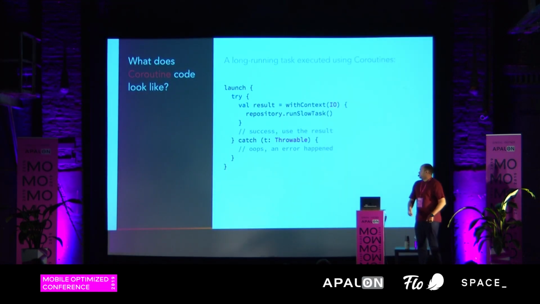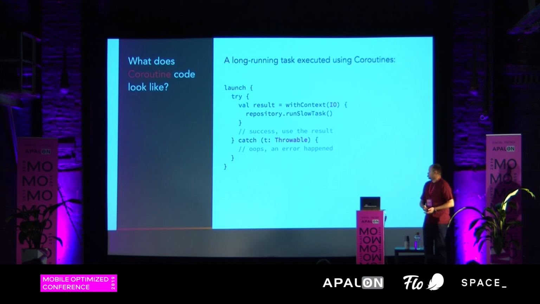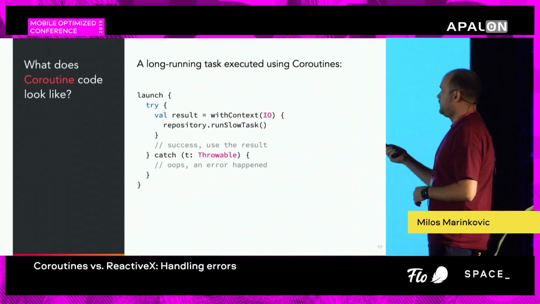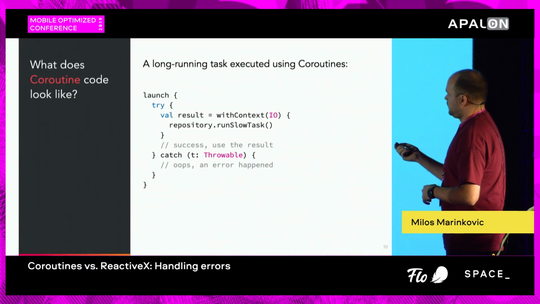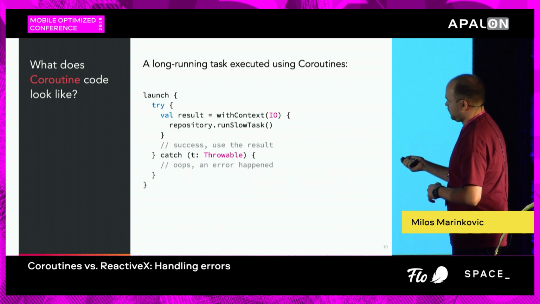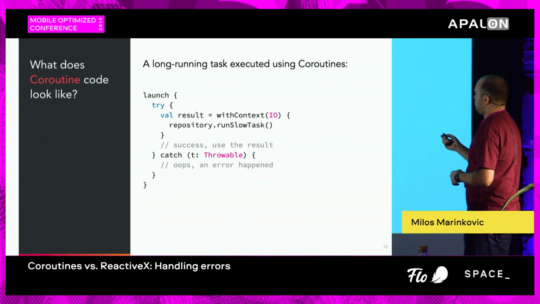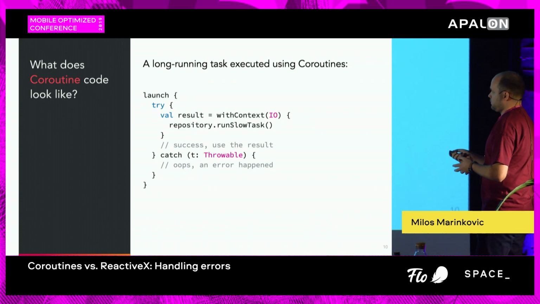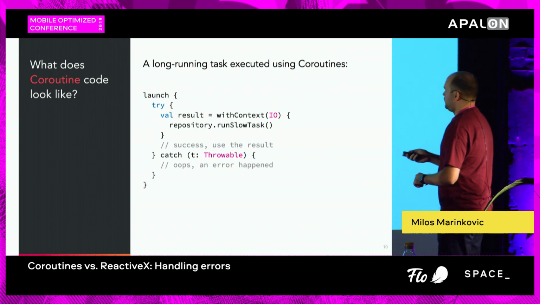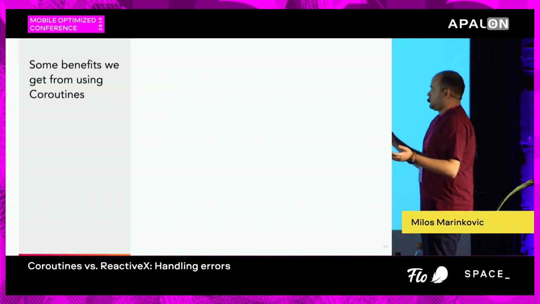So the coroutine code looks something like this. You will have some, they call it coroutine launcher or whatever, some function or keyword in this DSL where you would just launch some code, and then your coroutine is this block here. So you would run some tasks, wrap it in some IO thread or something, and you can catch exceptions. It kind of looks like normal synchronous code.